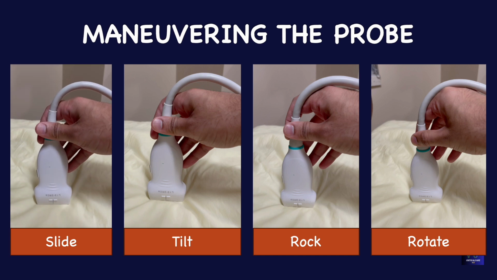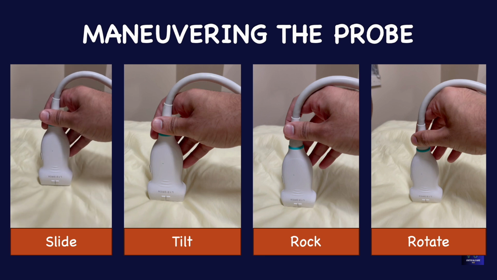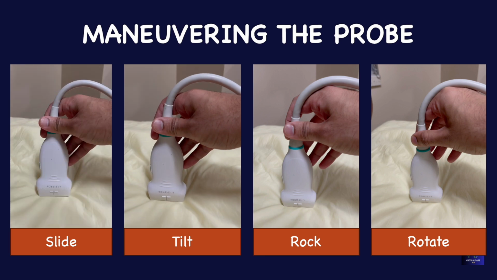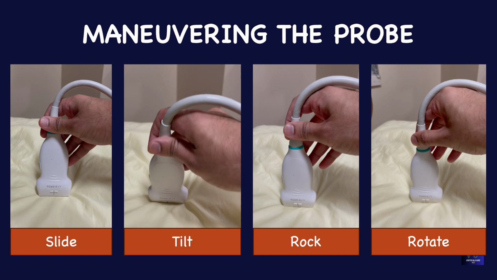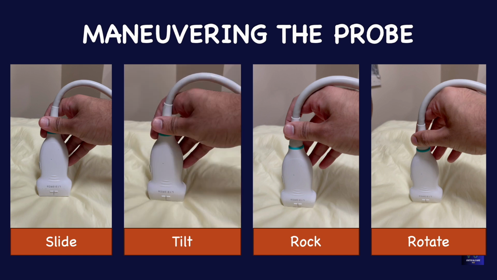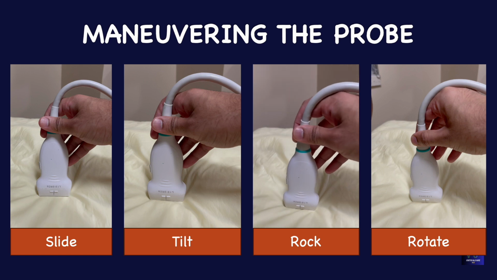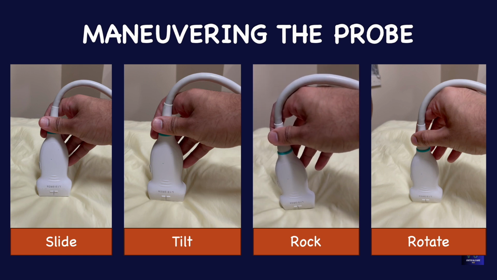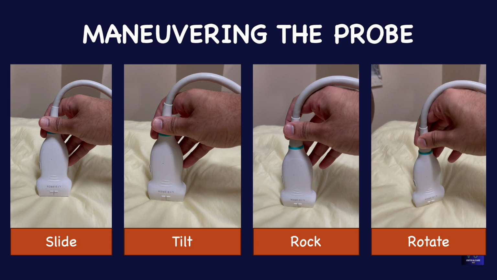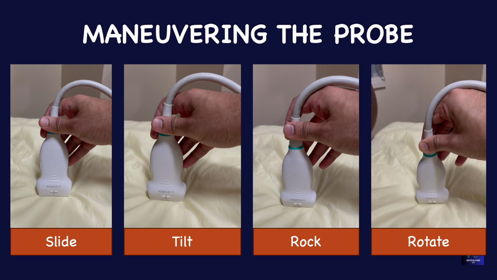Sliding is movement of the probe across the patient's skin. Tilting is moving the probe without lifting it along this axis. Rocking is gently lifting one side of the probe. Rotation is twisting the probe along the vertical axis.